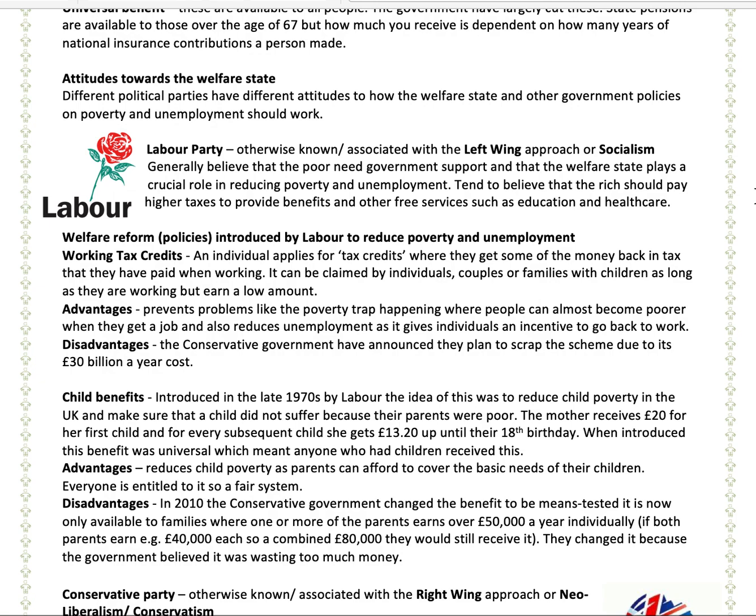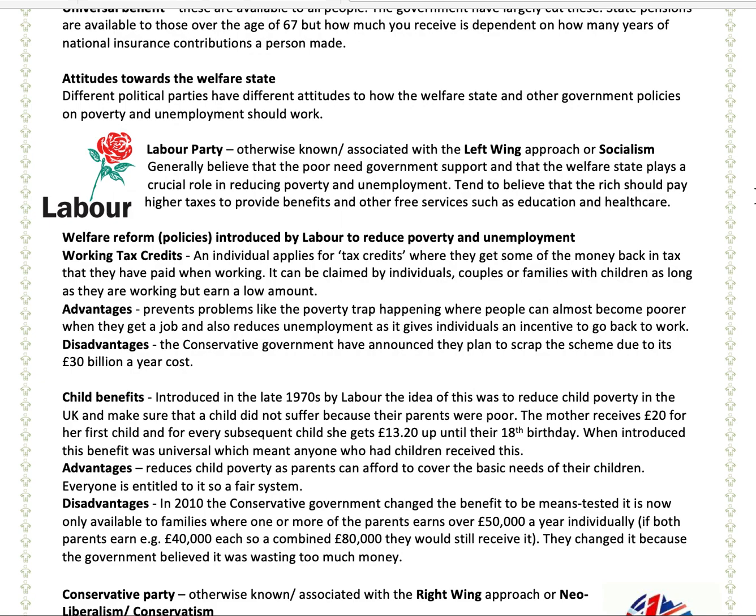Policies that they introduced to reduce poverty, so working tax credits, so people on a low income could apply for tax credits where you would get a refund or return on some of the tax you would pay. Strengths of that: it reduces things like the poverty trap, reduces unemployment because it's a reason to work, because you know you're going to get more money, and if you're in a low income job then you're going to get supported and get some money back from your tax.